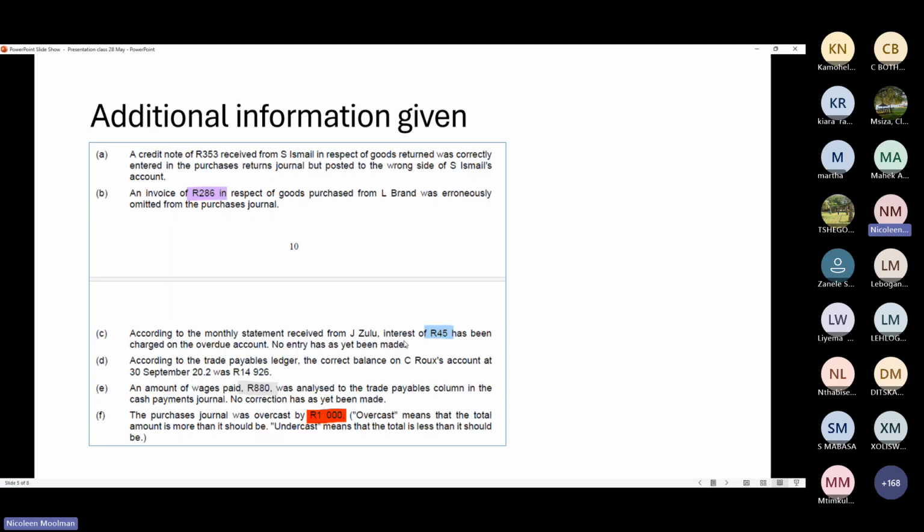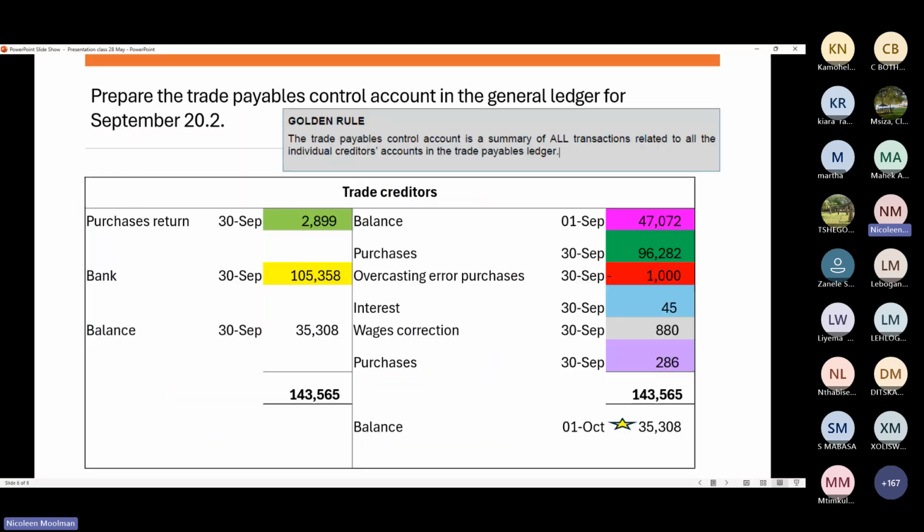Now, also in the additional information given, they said in point C that the monthly statement received from J. Zulu has interest on it of 45 Rand. So the entry for that would be debit your interest expense and credit trade creditors, 45 Rand. So the 45 Rand will increase the balance that you owe to that creditor.